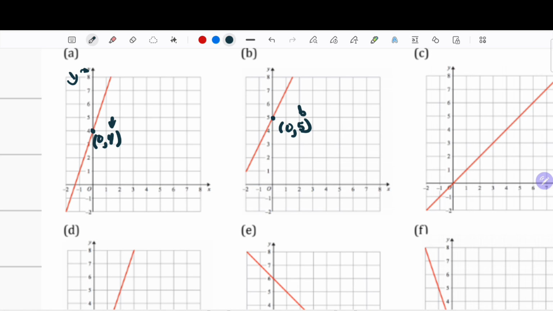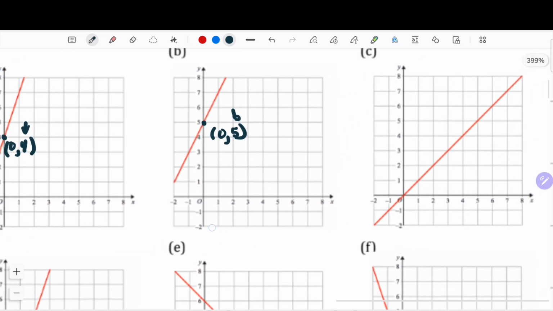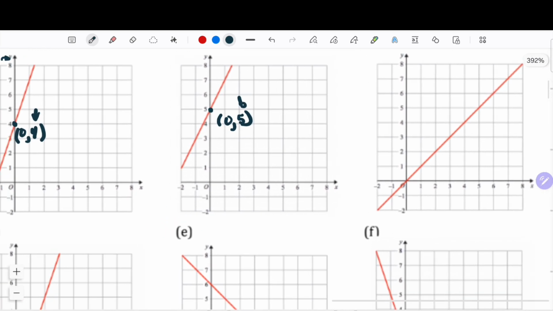Let's do it again for C. If I ask you what the y-intercept was, it crosses the y-axis right here. That's the origin. You go left or right 0 and go up or down 0. That means when you write the equation, there is no b. You don't write anything. You can't write plus 0. There's nothing there.